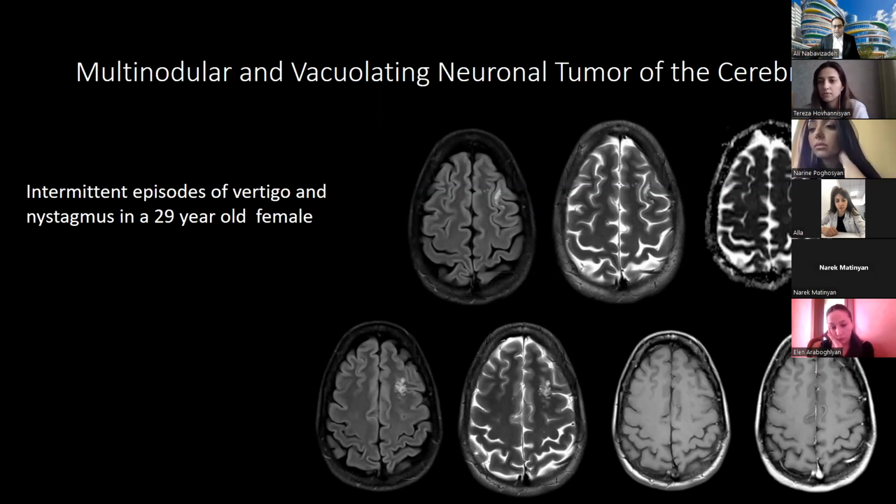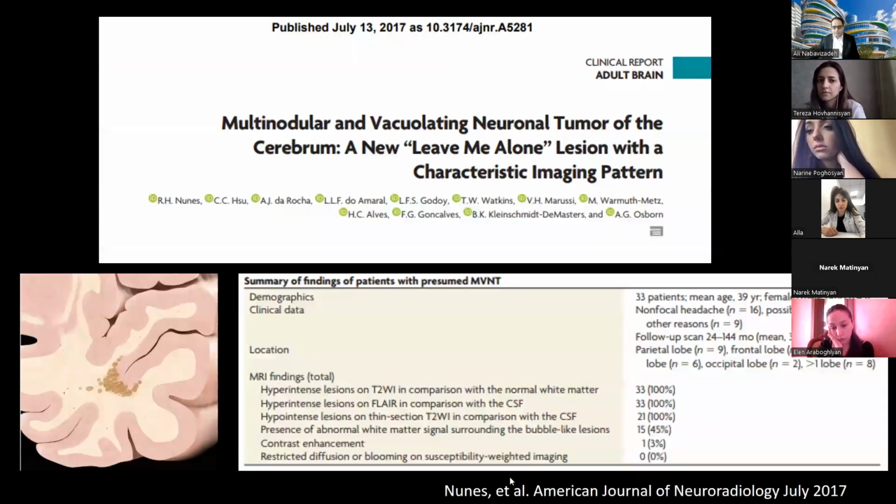This is a patient at Penn that came to us with vertigo and nystagmus. And this was just an incidental finding, and the patient was followed, but no change. This is an excellent paper published in 2017 in AJNR, talking about this entity, with the typical imaging appearance: T2 hyperintense, also hyperintense on FLAIR, and almost never showing restricted diffusion or contrast enhancement.